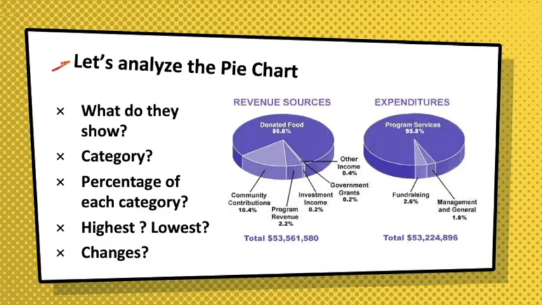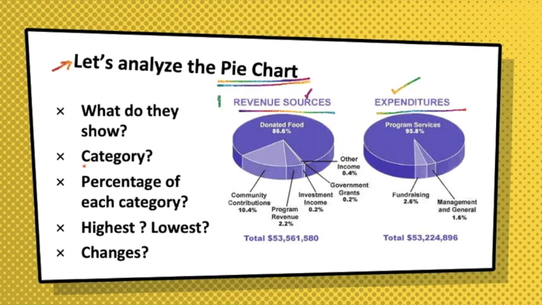First, let's analyze what do we look at when we are referring to pie charts or pie diagrams. First of all, you should ask yourself, what do they show or what do they represent? Like for example, it is showing two pie charts. One is revenue sources and the other is expenditures. So we should be able to see what are they actually representing.